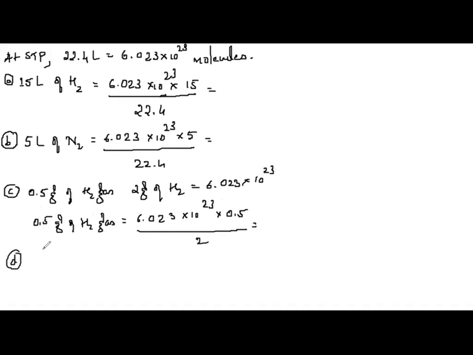The last option is also in grams. Therefore, I can say 32 grams of O2 is equal to Avogadro number of molecules, correct? Therefore, they have said 10 grams of O2 will be what?